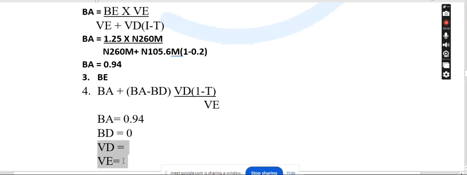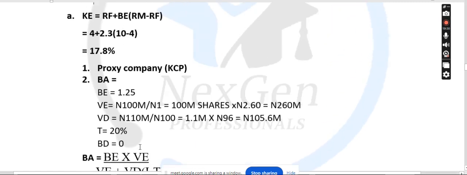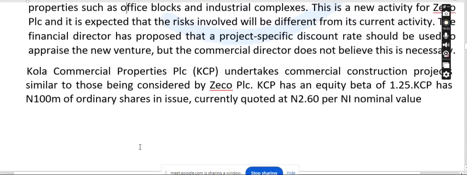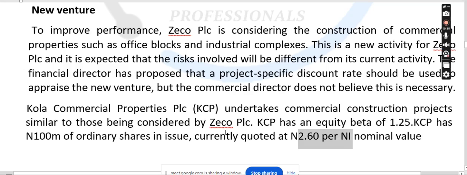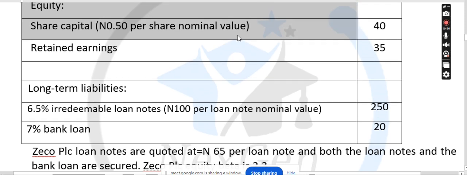This VD and VE is for the main company. Let's quickly go and check the market value of debt of the main company. We'll go back to our first paragraph. This part is talking about the proxy company, the company we are diversifying into. This is ZECO. We can see that ZECO PLC loan notes are quoted. This is the debt of ZECO, this is another debt of ZECO, and this is the equity of ZECO.